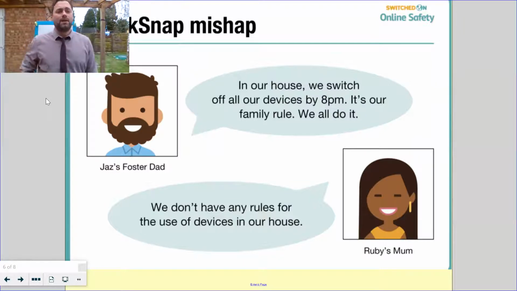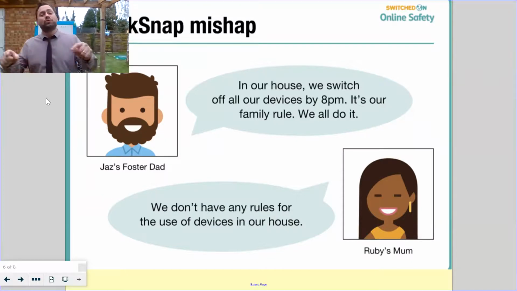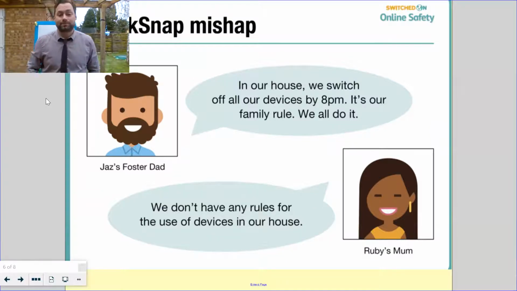Ruby's mum, we don't have any rules for the use of devices in our house. So, very two different households, very two different rules. You may have your own opinion on whose rules are correct, but they are the rules in those households. So the reason why Jazz couldn't respond to Ruby's message is because they have a rule: by 8 o'clock, they have all devices switched off.